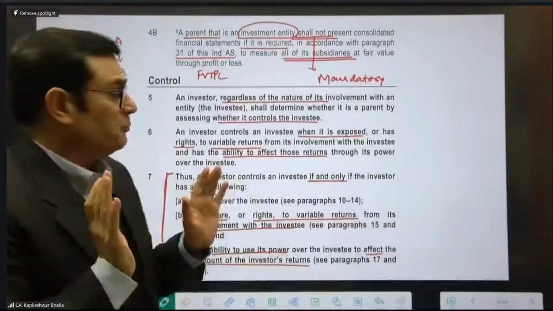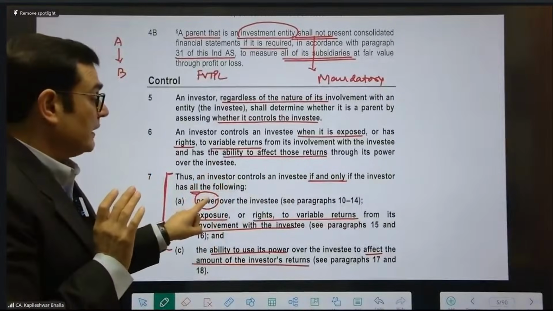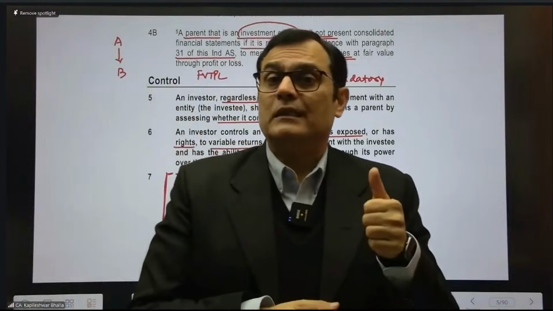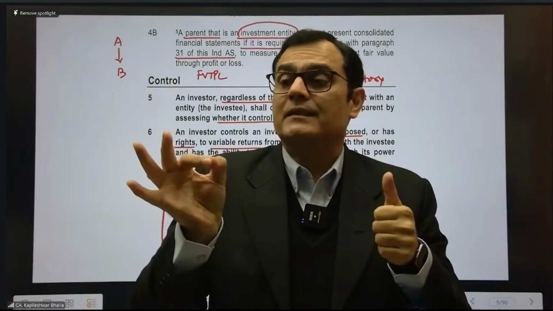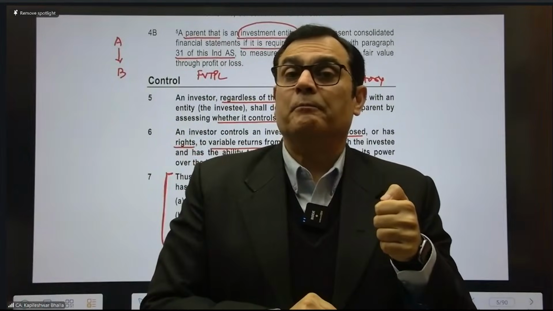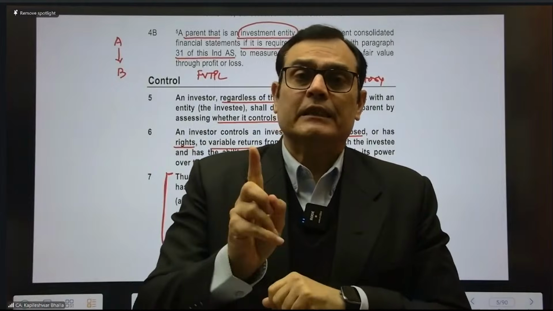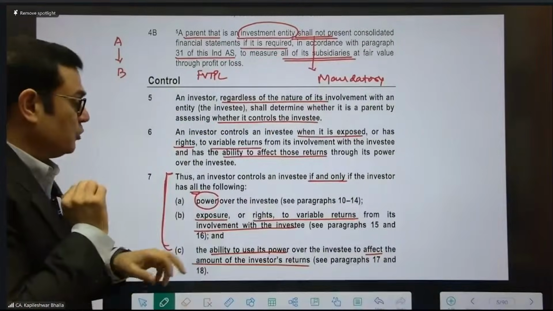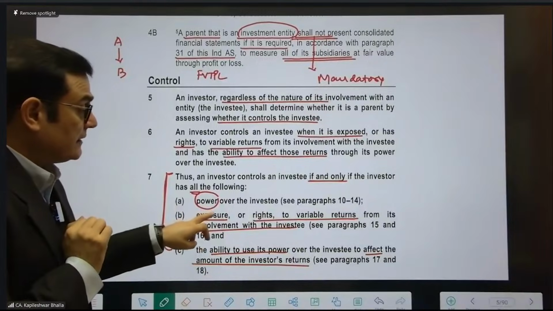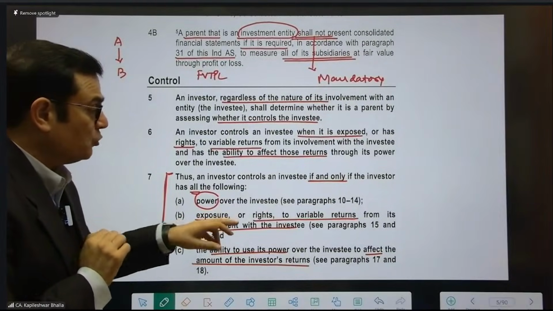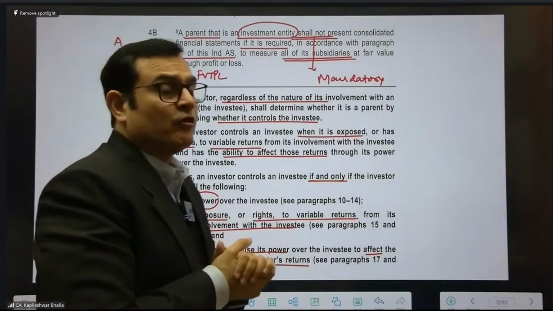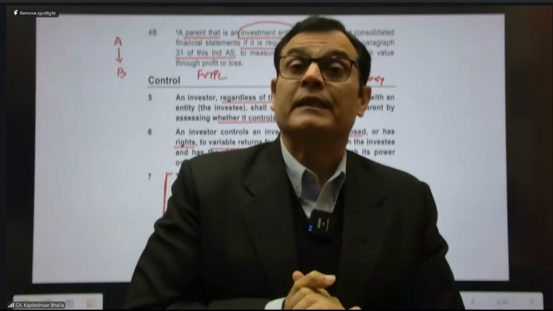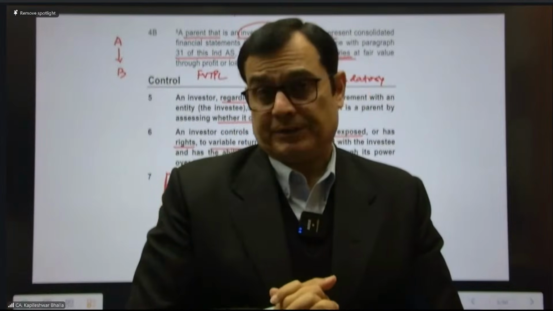So the first question we put to ourselves is: does the investor have power over the investee? The key word is power. As an investor, you need to get power over the investee. If you say yes, I go to step number two. In step number two, you need to see whether the investor is exposed to variable returns from his involvement with the investee. Now, the second key word is exposure to variable returns.